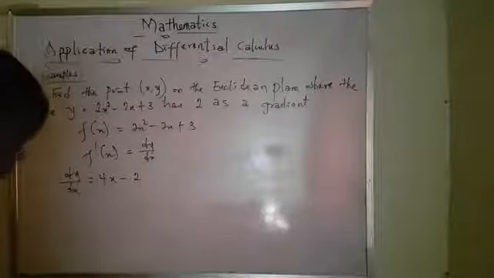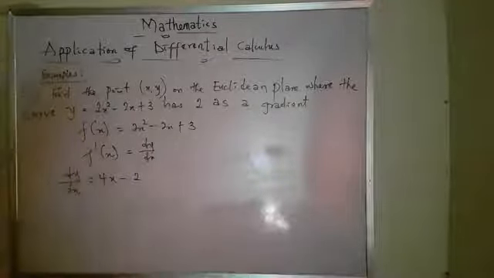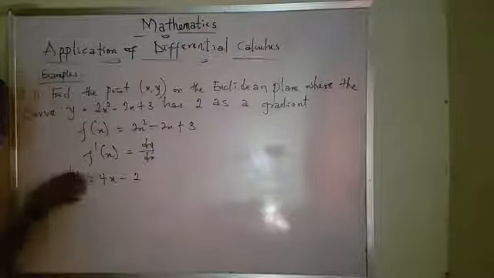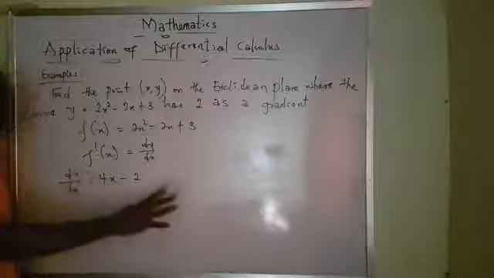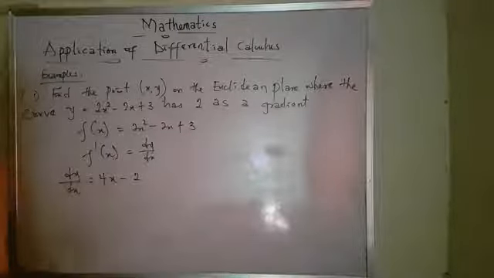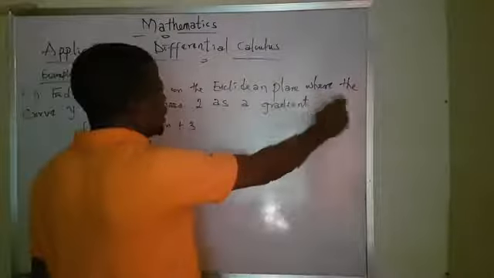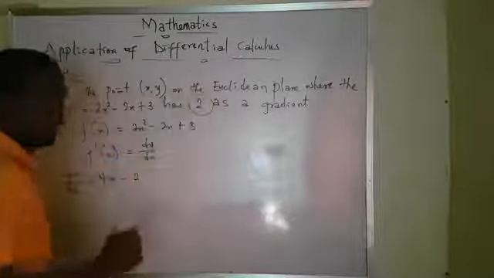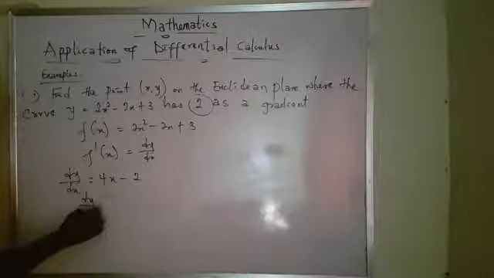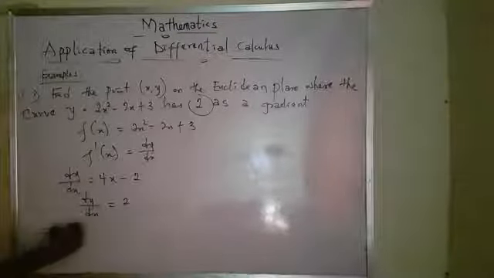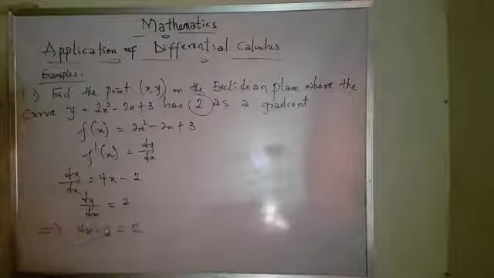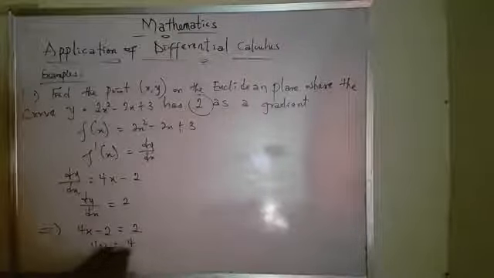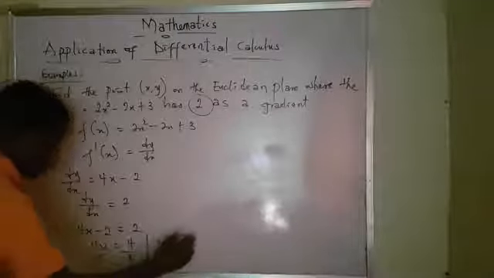But now, normally if we are to look for the value of x at the time of that slope, we would have equated our slope, which is this, to 0, then we get the values of x. But here we have been told in the question, find the point (x, y) on the Euclidean plane where the curve y equal to this has 2 as a slope. Mind this. So which implies that our dy/dx is equal to 2. And that implies that 4x minus 2 is equal to 2. You get? So here now, 4x, collecting like terms, is equal to 4. Dividing both sides by 4, automatically our x is equal to 1.